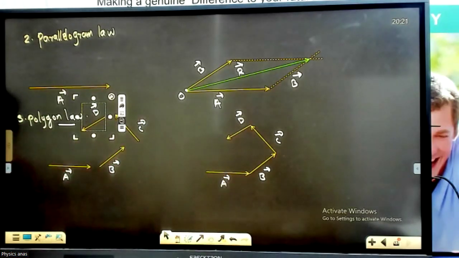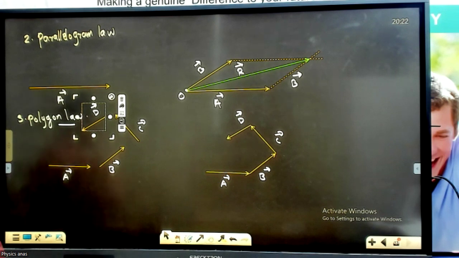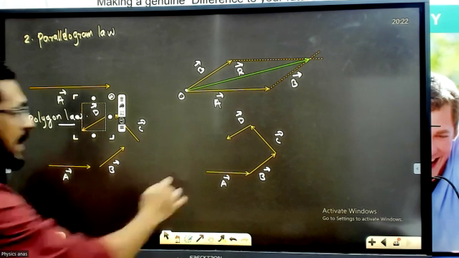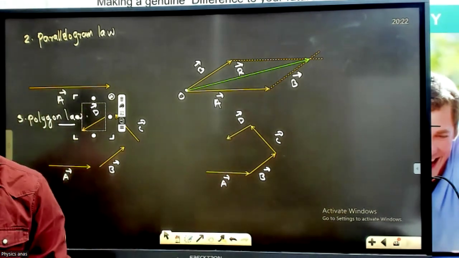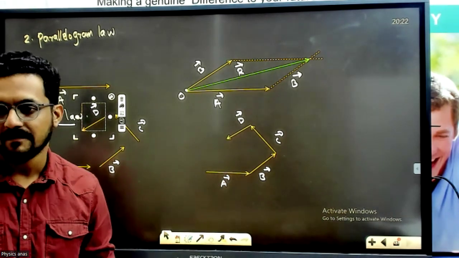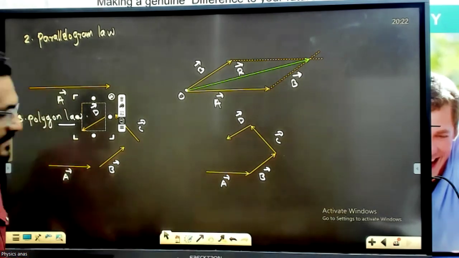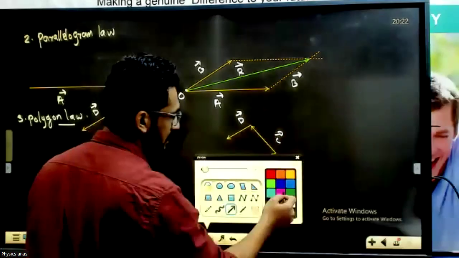Now this is what? This is a polygon. Polygon means having sides more than 3. Triangle, yes, it's a polygon if I am closing it like this. Okay, then what will be the resultant? These are the vectors. So, what will be the resultant?